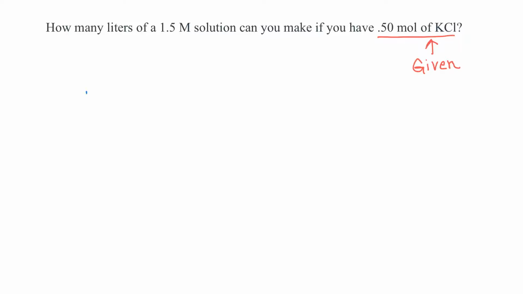So we have 0.5 moles of potassium chloride. And we're going to put that over 1, right? Okay, and now we need to say, where are we going with this? You have to figure out what they are asking you to find. And here they're asking you to find the number of liters of a 1.5 molar solution. So we know that we need to go to liters.